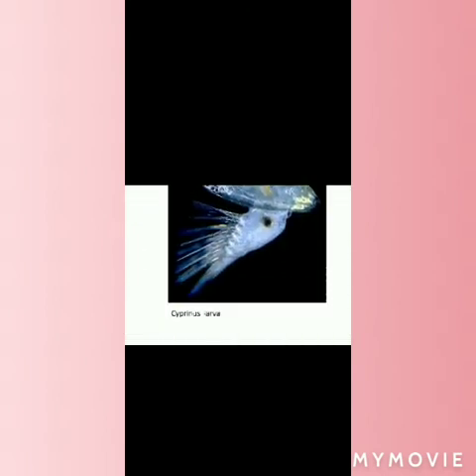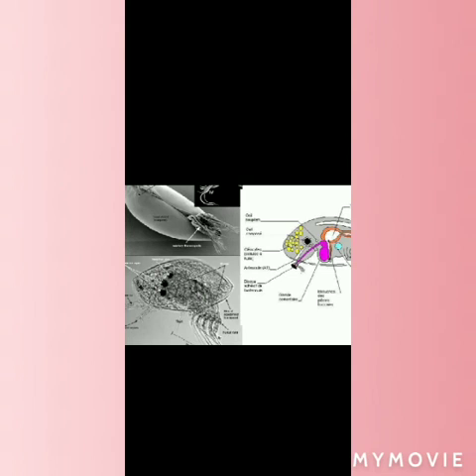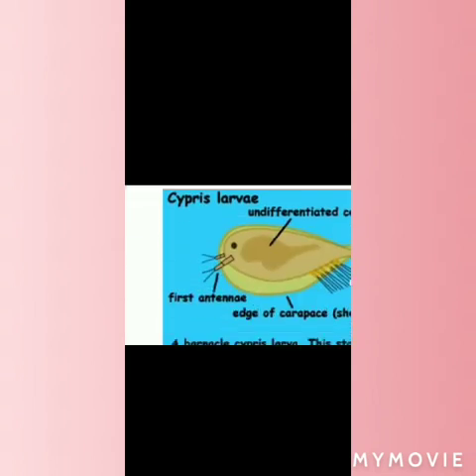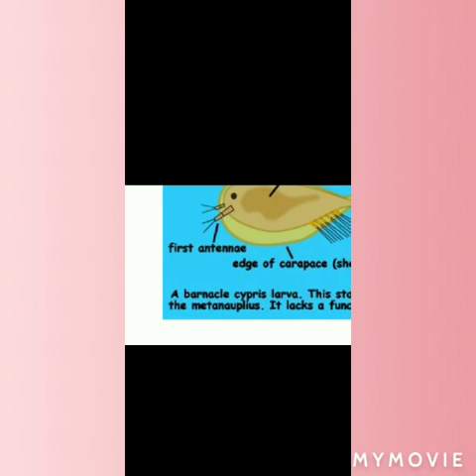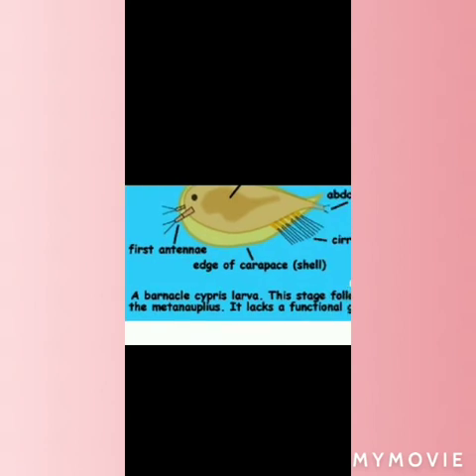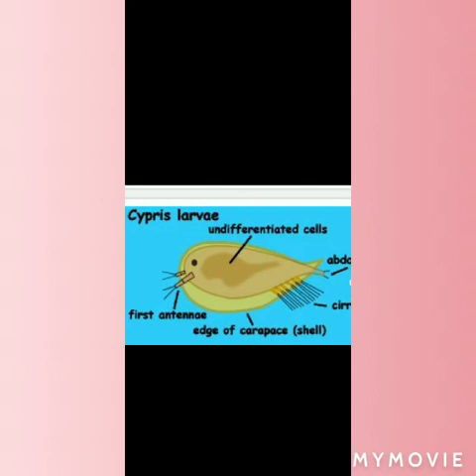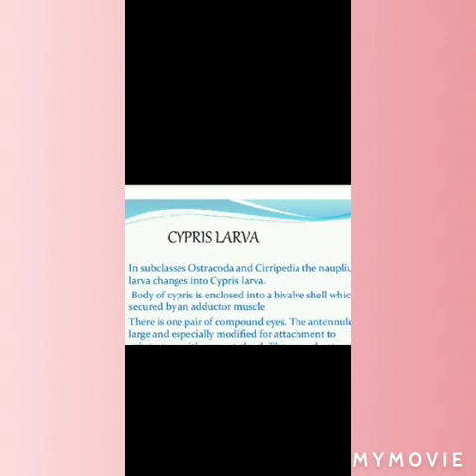See, this is the structure of the cypris larva. This is the cypris larva, the beautiful diagram, right? A barnacle cypris larva. This follows the metanauplius. It lacks a functional gut. Here the functional gut is absent.